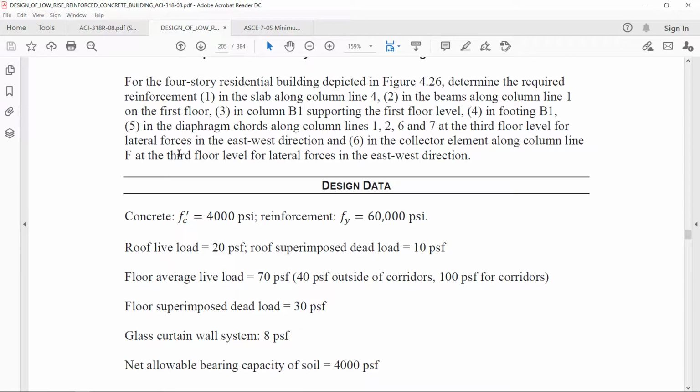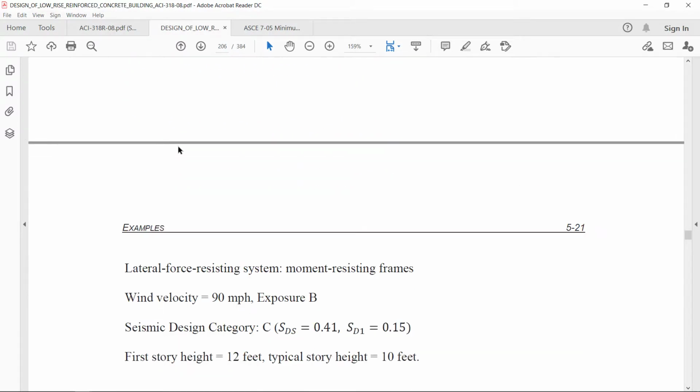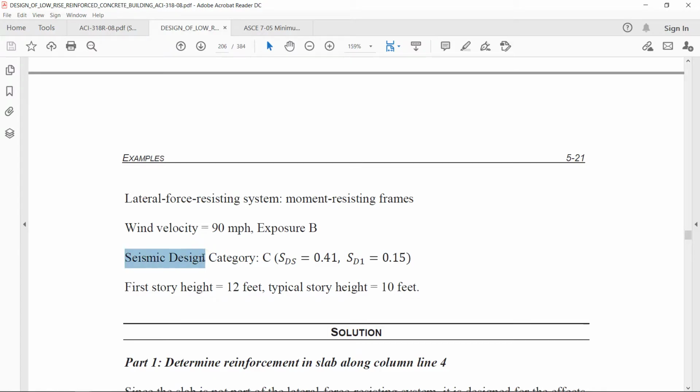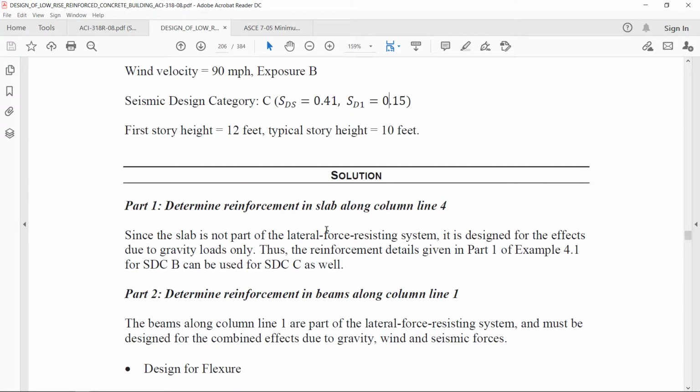This is the problem given, same thing, and it is said that the seismic design category is C, where SDS is 0.41, SD1 is 0.15, rest is the same. Now they say determine reinforcement in slab along column line 4, which is in the middle of the building.